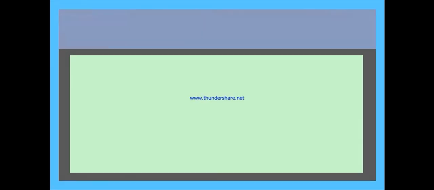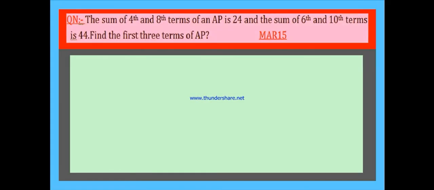Another question now. Here is the question. The sum of the 4th and 8th terms of an arithmetic progression is 24 and the sum of the 6th and 10th terms is 44. Find the first 3 terms of the AP. I shall repeat. The sum of the 4th and 8th terms of an arithmetic progression is 24 and the sum of the 6th and 10th terms of the same AP is 44. Then find the first 3 terms of the AP. This question appeared in March 2015.